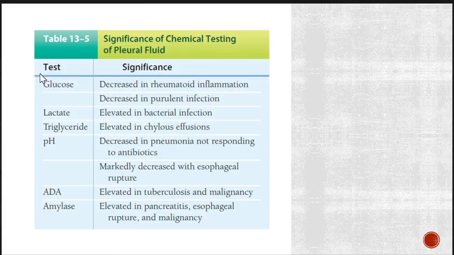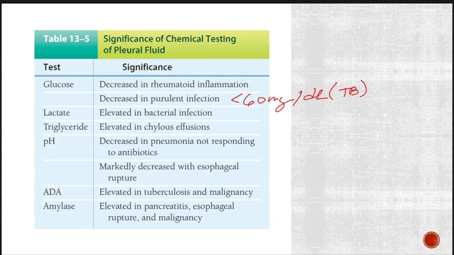And then, last, chemical testing for pleural fluid. We can test for glucose. We can see increased amounts of glucose in cases of rheumatoid inflammation, or decreased if there is purulent infection. We can say it is decreased if it is less than 60 mg/dL. What is the purulent infection we refer to if the cause is TB?